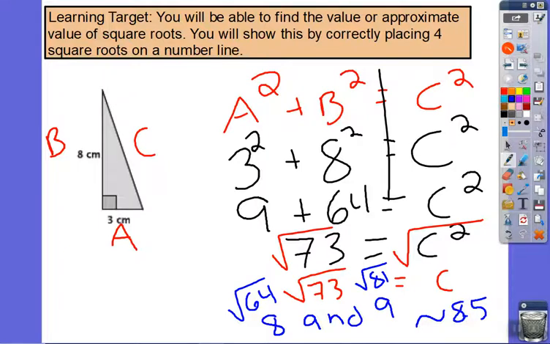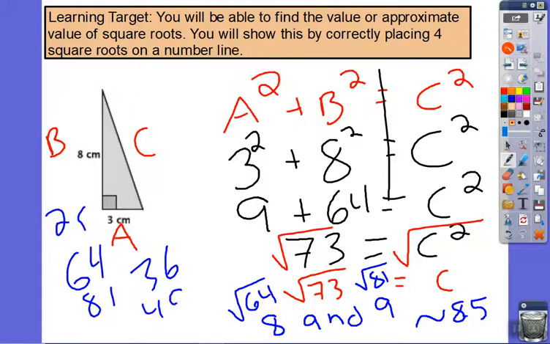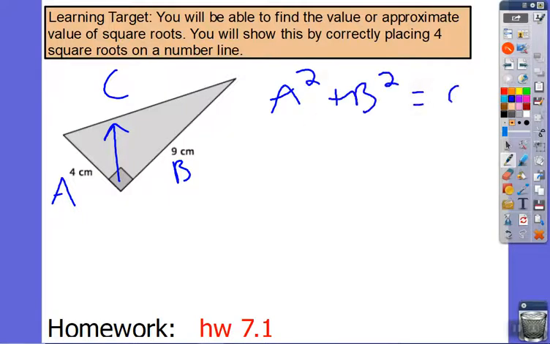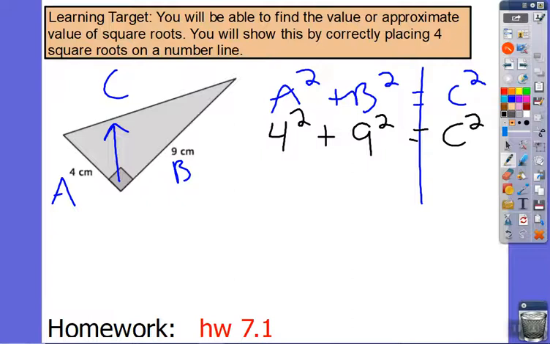So we really got to get comfortable with our perfect squares so that we can pull the 64, the 81, the 25, the 36, the 49 out of our memory pretty easily, or to have them written down next to you and available. Okay, so let's do it again. Our smallest side is A, our middle side is B, our longest side across from the right angle is our C. Putting it into A squared plus B squared equals C squared. So I'm going to replace my A with a 4. I'm going to replace my B with a 9, and I end up with a C squared.